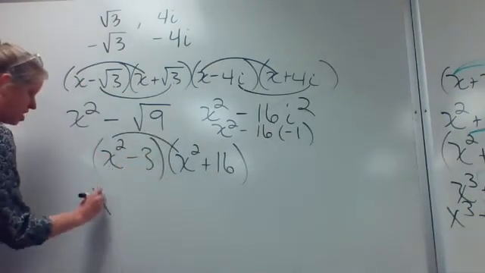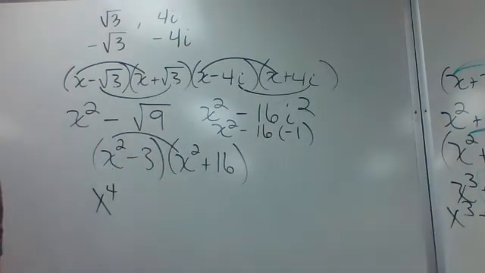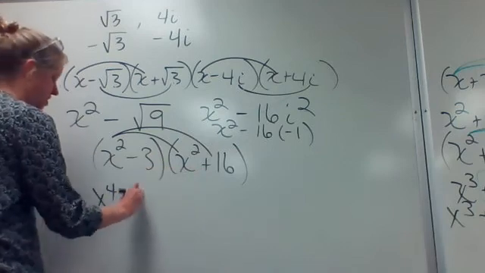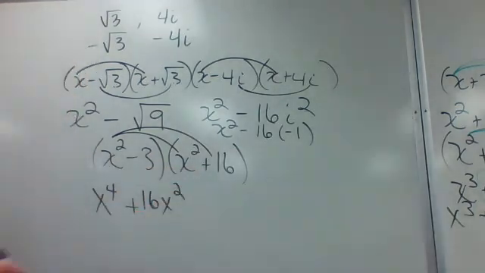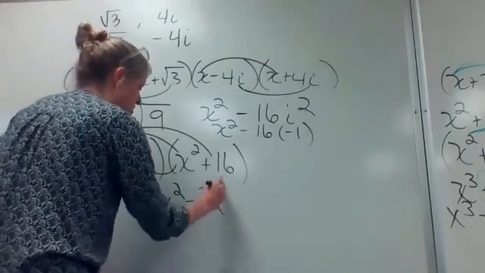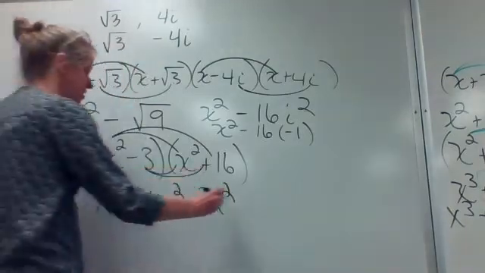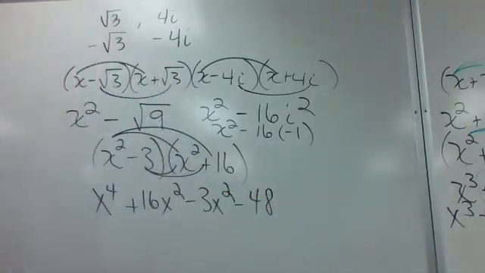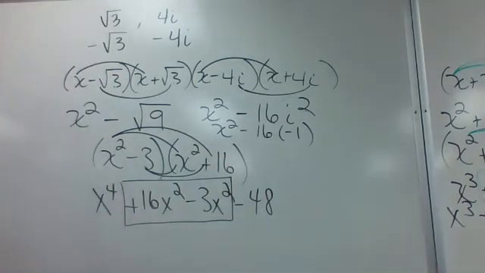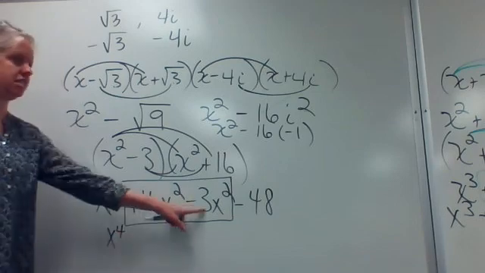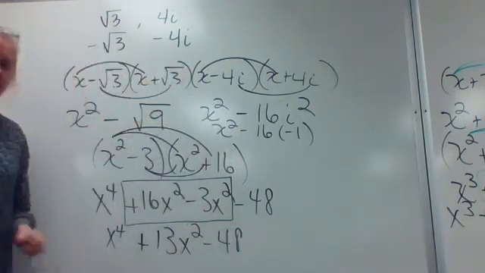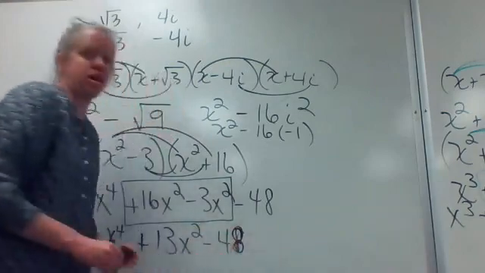x squared times x squared is x to the 4th. These are not conjugate pairs, right? So I have to do the outers and the inners. x squared times positive 16 is positive 16x squared. My inner, negative 3x squared. And my last, negative 3 times positive 16 is negative 48. Your x squareds are alike in the middle. So you're left with x to the 4th, 16 minus 3 gives me 13x squared, minus 48. Okay, so we will wrap this one up in the next class.